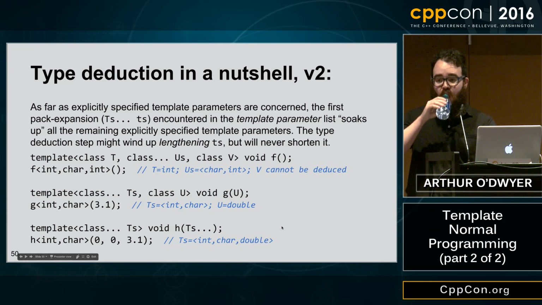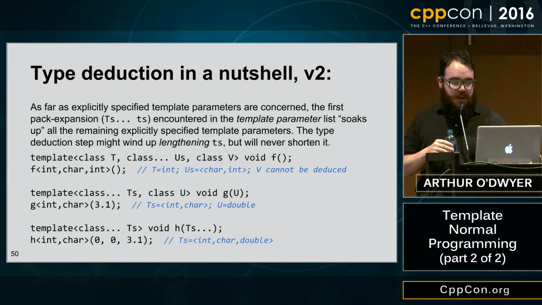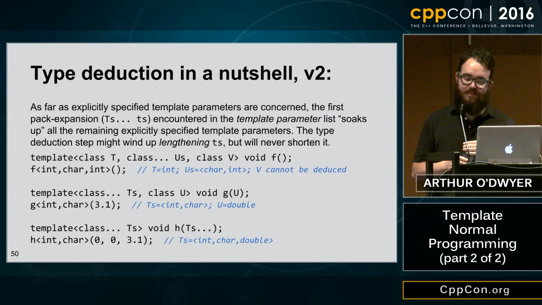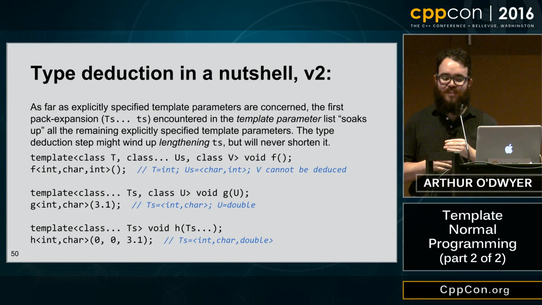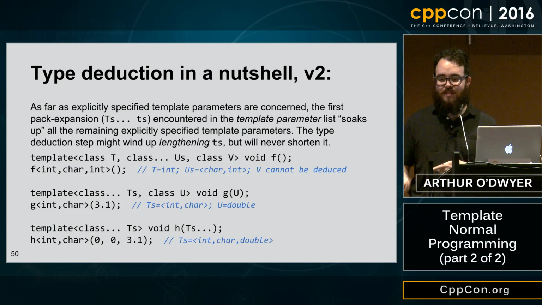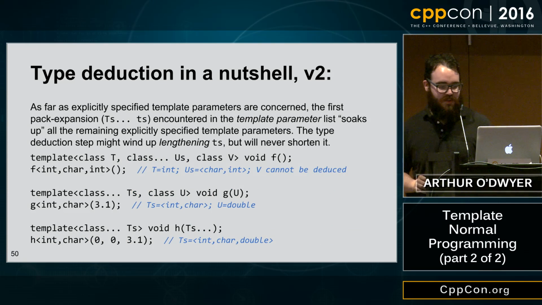Questions about this slide? Why can't t or v be deduced? Could there be a case where like int is t and char is u and int is v? Yeah, you would think so, but no. Why can't v be deduced? Well, because the use is the first pack expansion that we encountered, and it soaks up all the rest. So use is char and int and maybe some other stuff, and then there's nothing left for v, and it can't be deduced from the parameter list. But then why does the second one work, given that the first one failed? Because in that case, we can deduce u from the parameter list. The parameter list tells us that u must be double.